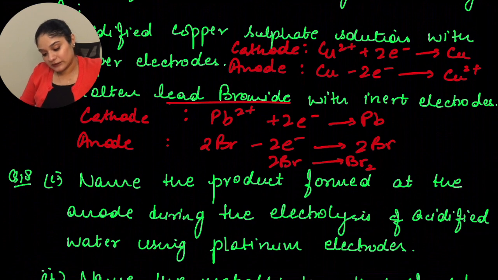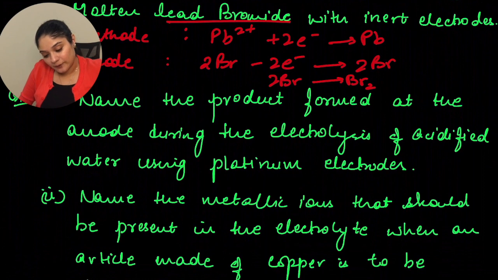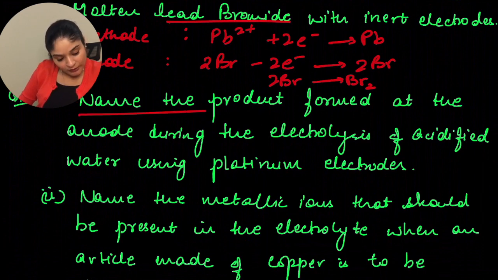The next question is, name the product formed at the anode during the electrolysis of acidified water using platinum electrodes. So what do you get? At the anode you end up getting oxygen.